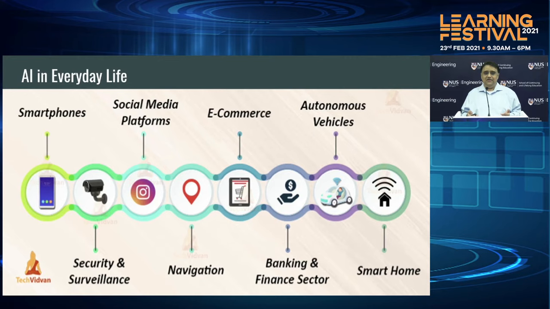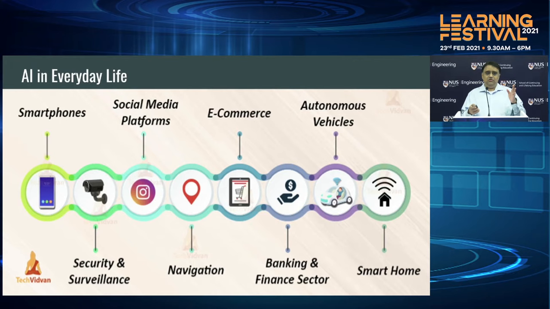Of course, self-driving cars use it to vision their environment and make sure that they drive safely. And these days, I'm seeing the emergence of smart homes, right? Homes that cater to your every need in terms of lighting, music, right? Anything you want. You wake up and your coffee is already made for you. Okay, so we see AI in our everyday life.